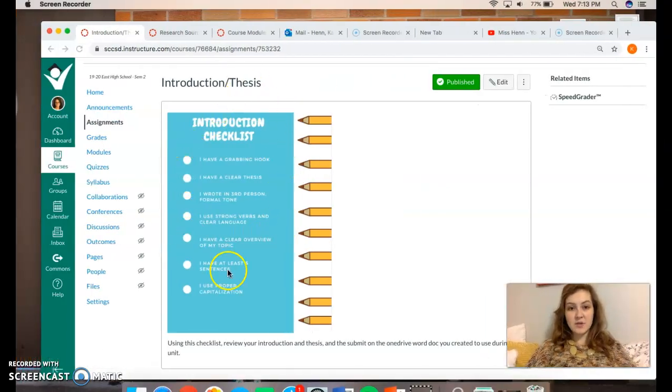So what you're going to do is you're going to create that. You're going to write a grabbing hook. You're going to check it off with this checklist. And you're going to have a clear thesis. You're going to write in third person formal tone. So you can't say, I'm going to write about Kobe Bryant because he's really interesting to me. We aren't using those personal pronouns in this introduction or in this entire paper.